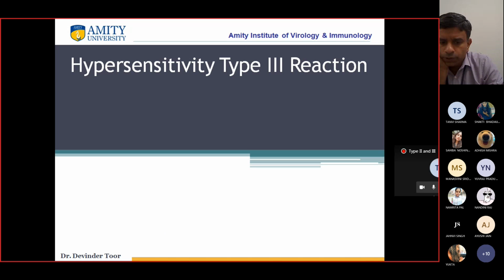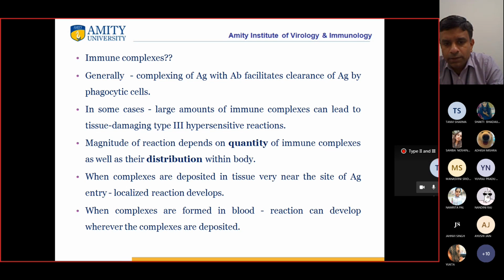Okay, so students, if you remember when we talked about the Gell and Coombs classification, I said that type 3 reaction is initiated because of the immune complexes. And you know what are immune complexes? These are complexes of antigen and antibody, right?